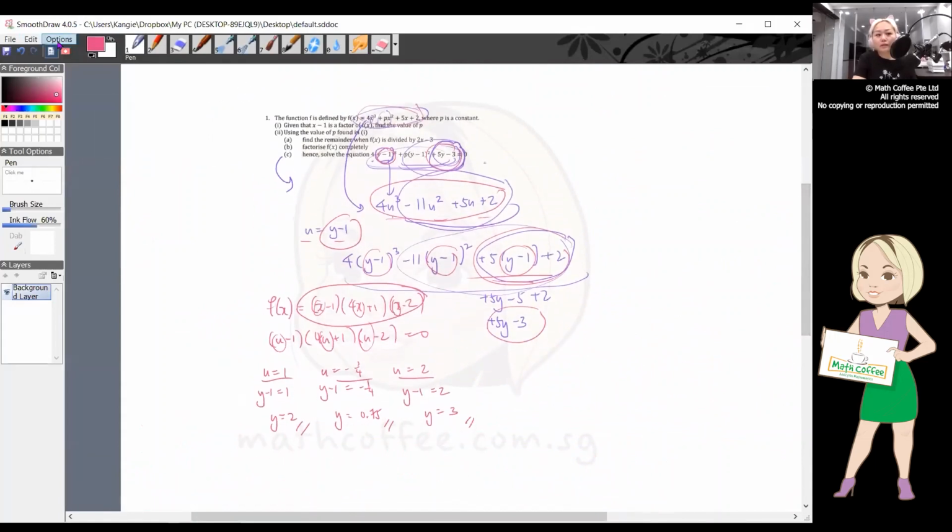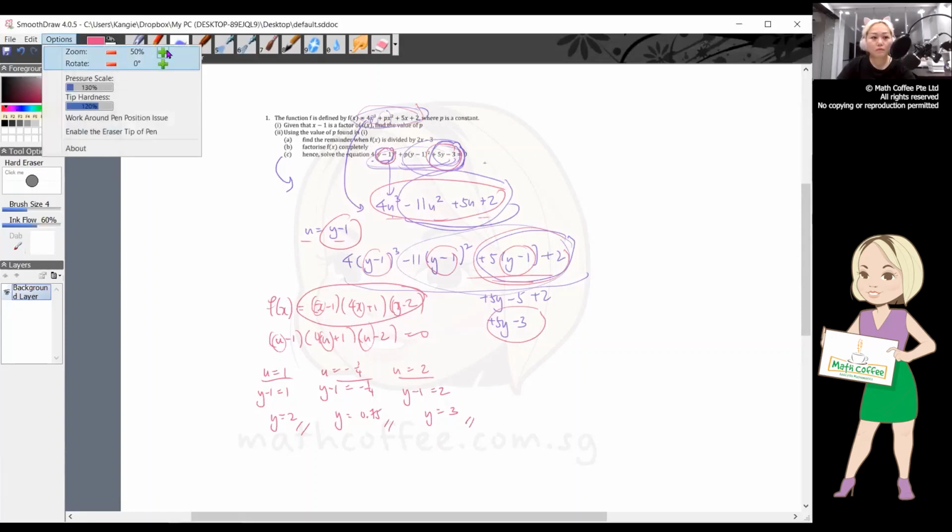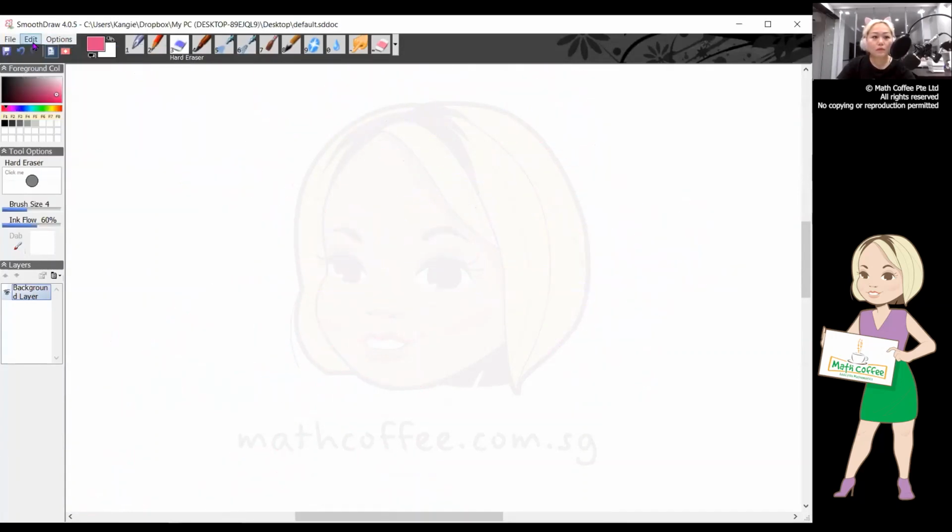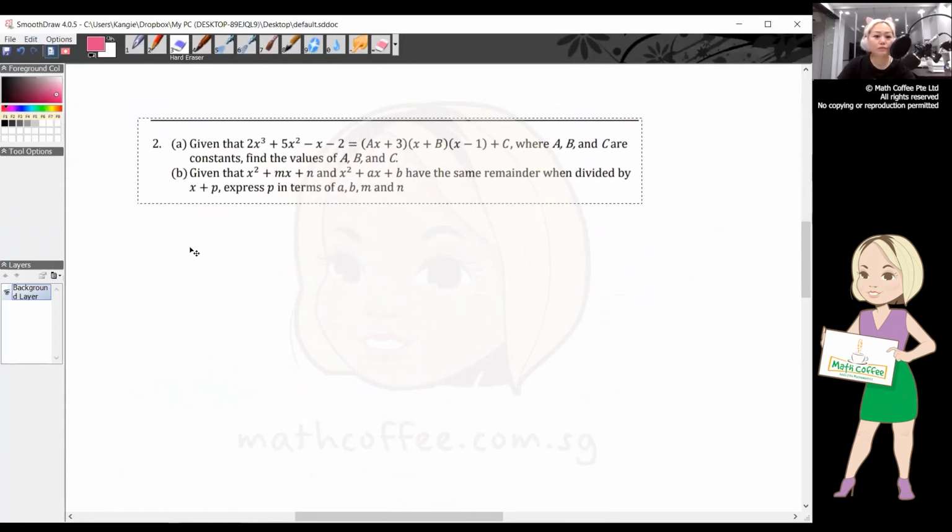Okay, next. Next will be an identity question. Okay, question 2a. They say given that the expression equals this. You have 3 unknowns, a, b, and c. Find the value of a, b, and c.